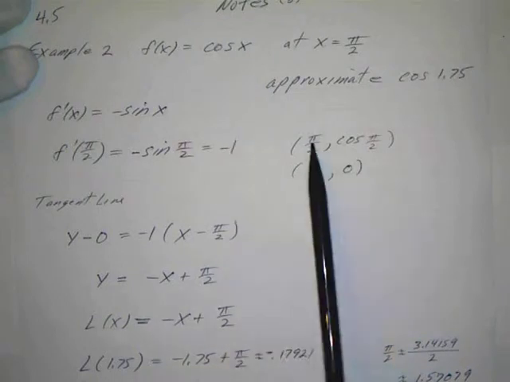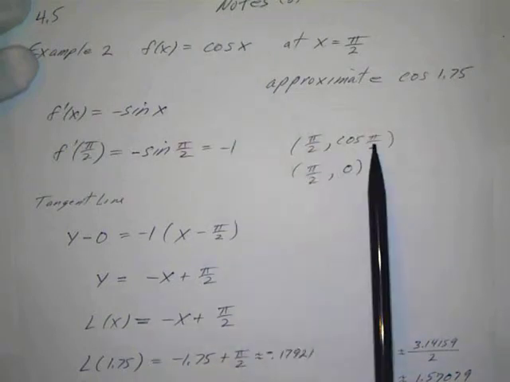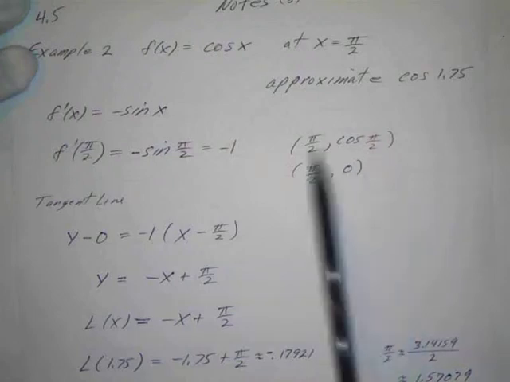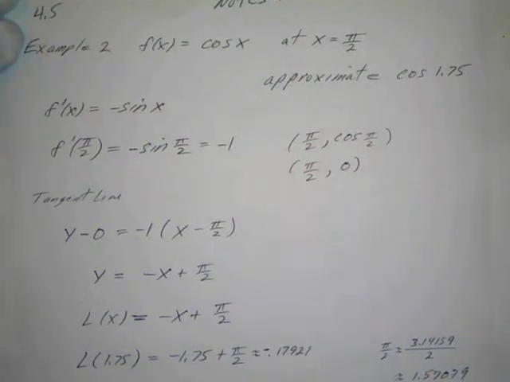Well, if I take the cosine of pi over 2, which is just 0, I get the point pi over 2, 0. So that's going to be my point of tangency. What's the slope going to be at that point of tangency?